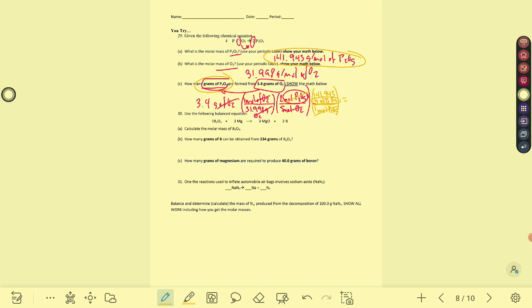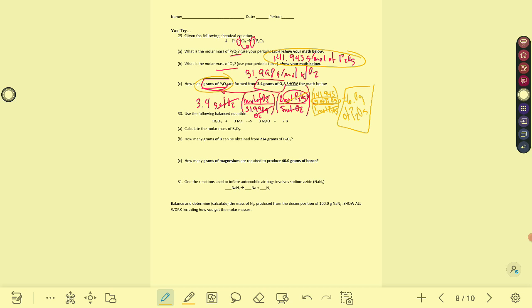So in your calculators, this time you're going to take 3.4, we're given 2 sig figs, divided by 31.998, times 2, divided by 5, times 141.943. And again, do these in single step operations. So that's going to give me a final answer of 6.0 grams of diphosphorus pentoxide.